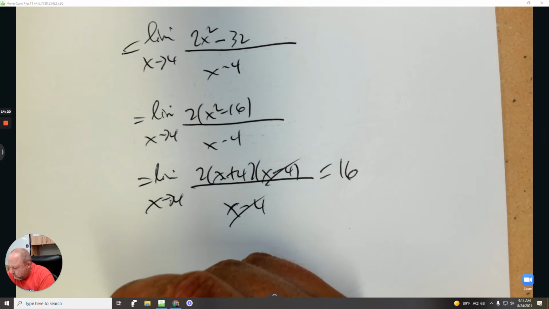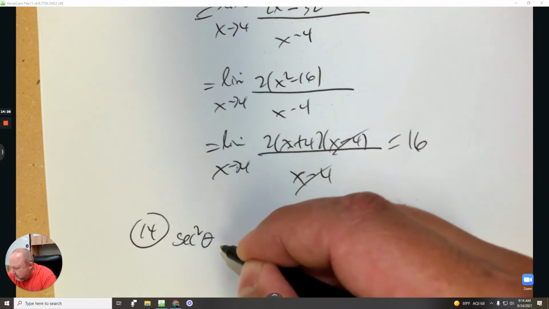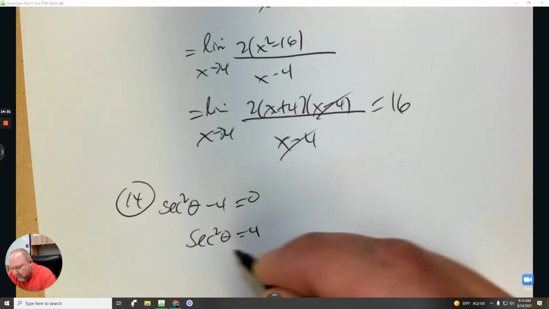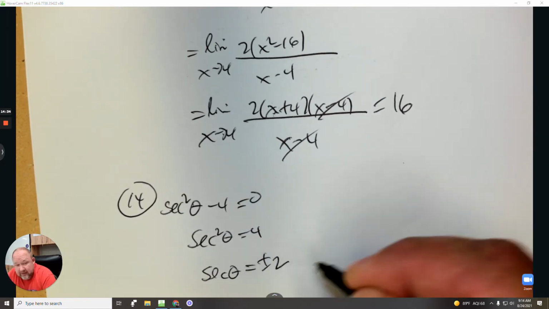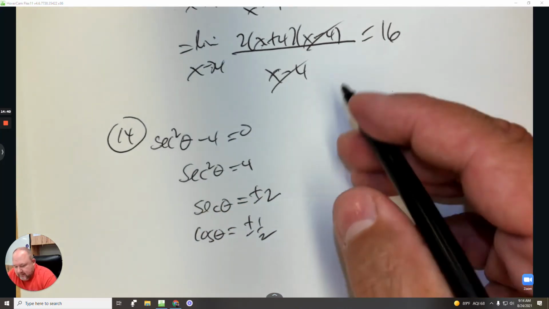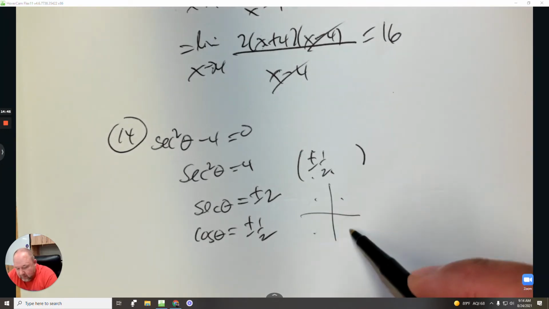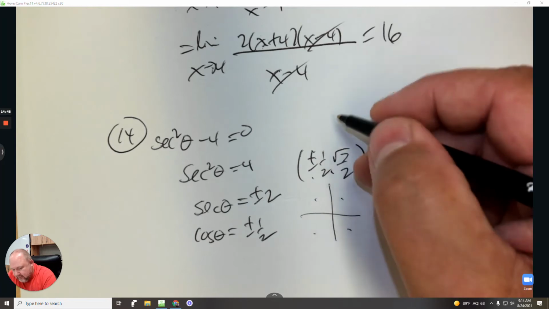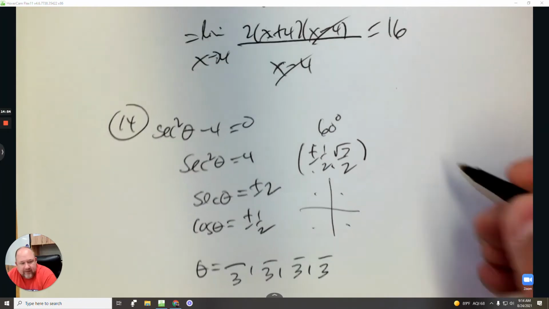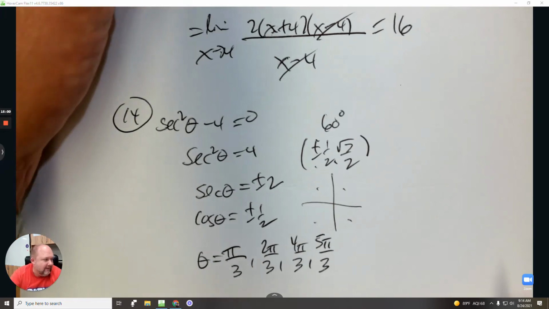All right, some trig. Number 14. Let's do it. I like some trig. Secant squared. It's like knowing a secret language. So in this case, we're going to solve this. We're going to add 4 when we square root. The answer is positive or negative. And now I think it's easier to understand it's cosine, right? So it's the reciprocal. And then think, okay, cosine is the x value. It's both positive and negative, so it's all 4 quadrants. But what's the reference angle here? And the answer is 60. So it's all of them, because it's positive and negative. So it's pi over 3, 2 pi over 3, 4 pi over 3, and 5 pi over 3.